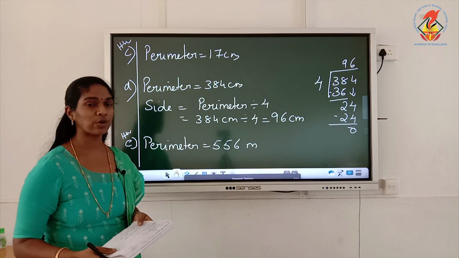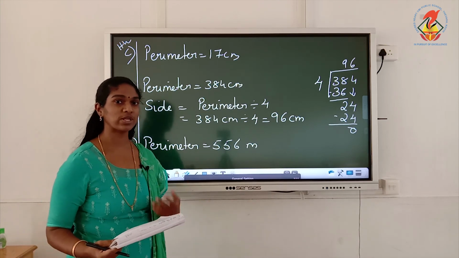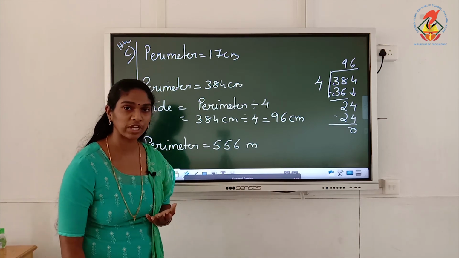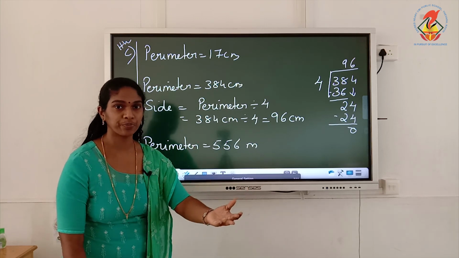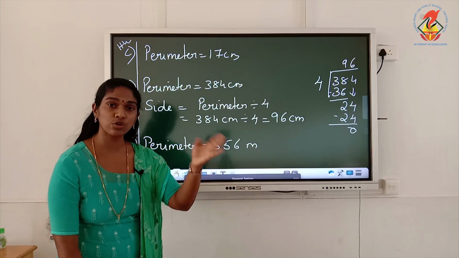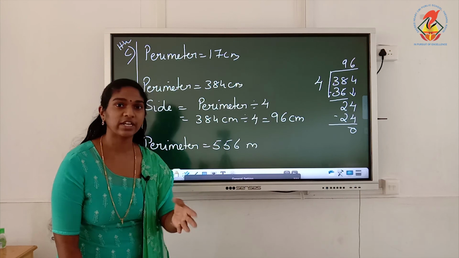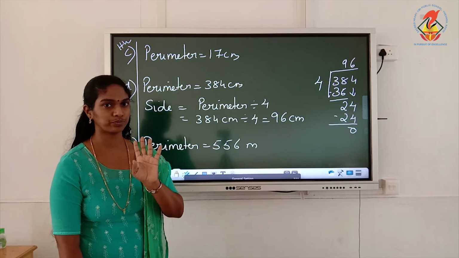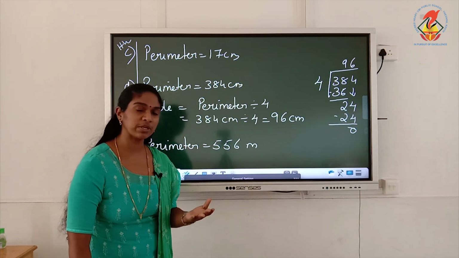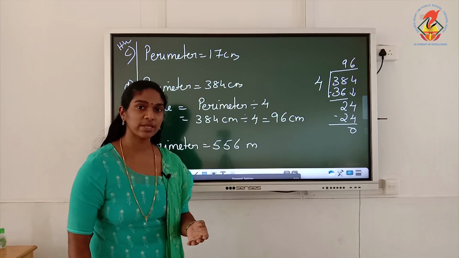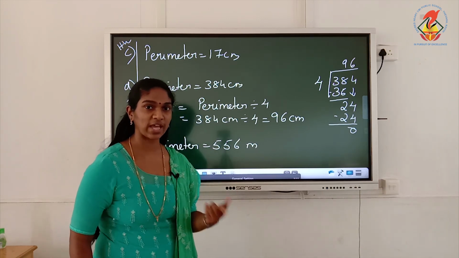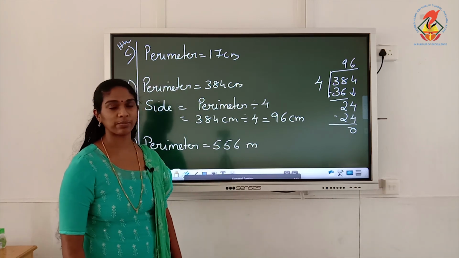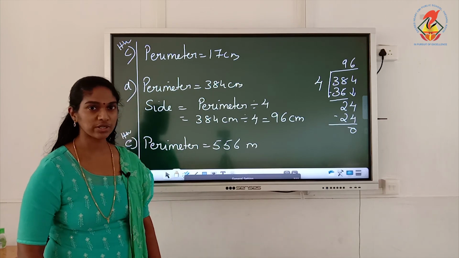Okay. Understood how to find perimeter of a square? Once again, perimeter of the square you have to find out, multiply by 4. Perimeter is given and they ask you to find the side of the square, divide it with 4. Okay. Then how to find perimeter of a rectangle? 2 times L plus B. First you add the length and breadth and then you will multiply by 2. Okay children. Thank you.